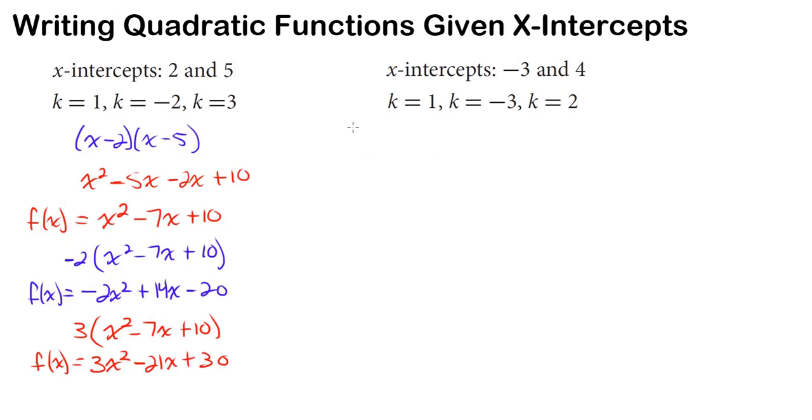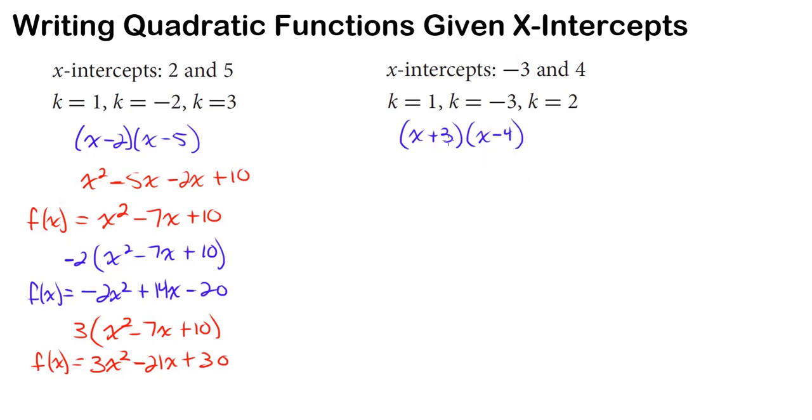All right, so let's take a look at our final example here. The x-intercepts are negative 3 and 4, and the k values are 1, negative 3, and 2. So first with our x-intercepts, remember the x-intercepts are opposites. Remember here we had an x-intercept of positive 2 and that became x minus 2, right? So here, if my x-intercept is negative 3, what binomial did that come from? That came from the binomial x plus 3. And if our other x-intercept is positive 4, what binomial did that come from? That came from x minus 4.